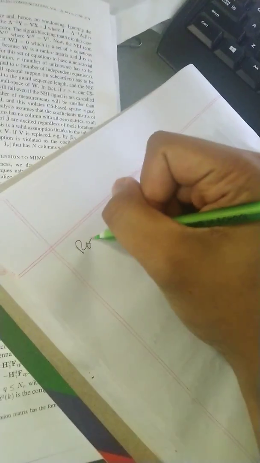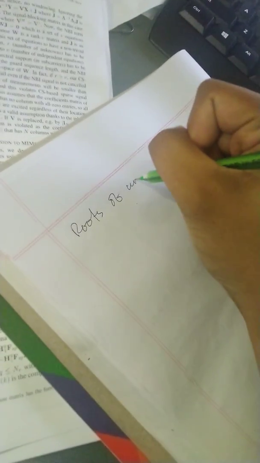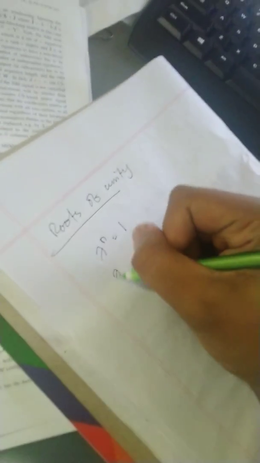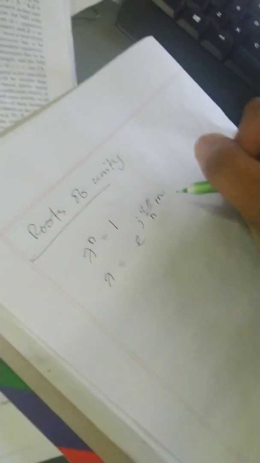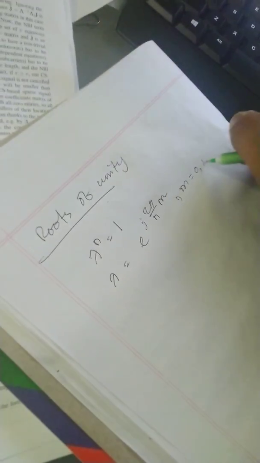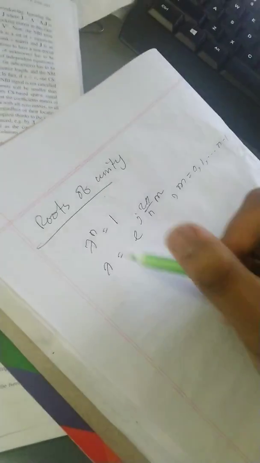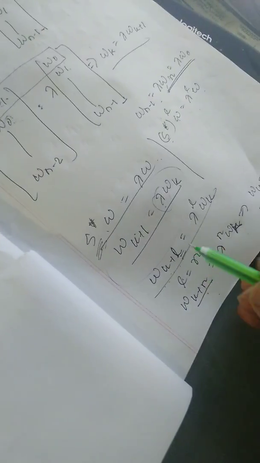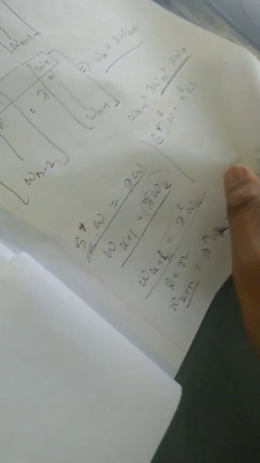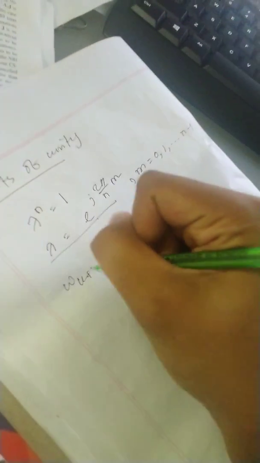If you know about the roots of unity, if lambda to the power n is equal to 1, then lambda is equal to e to the power j twice pi over n m, where m goes from 0 to n minus 1. So this is our eigenvalues. From this equation we can find the eigenvectors. So let's write that here, equal to lambda wk.